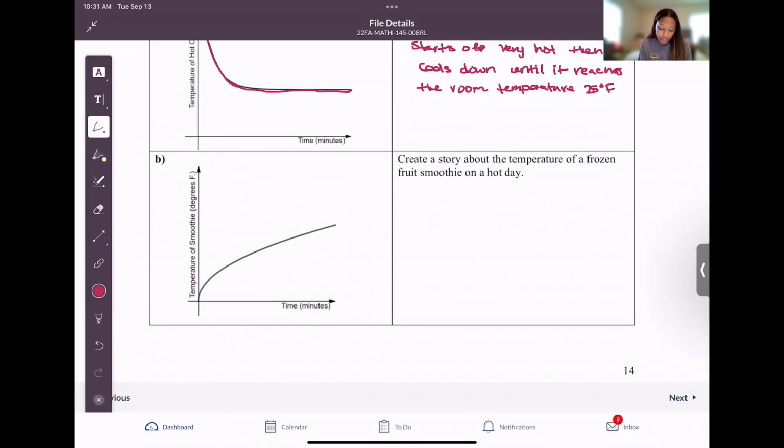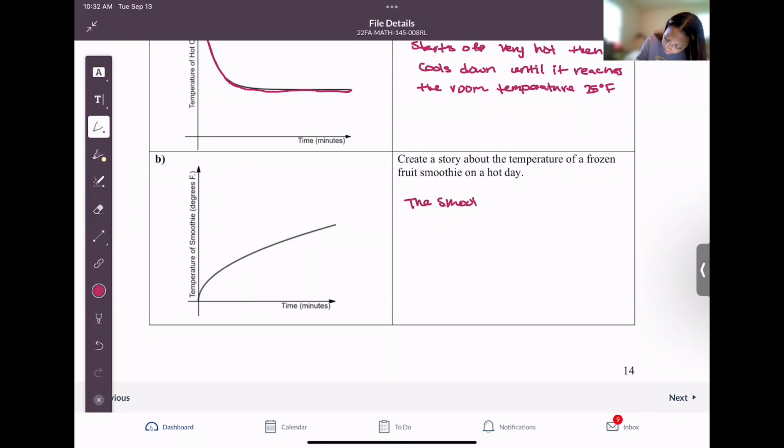All right, in part B, we're looking at the temperature of a smoothie over time. Now this is the opposite. If you get a smoothie, your frozen smoothie starts off very, very cold, but then if you sit it in a regular room, what happens? The temperature of the smoothie is going to increase over time, and it's going to keep increasing until it reaches room temperature. So same thing here, except now instead of decreasing, we're increasing.